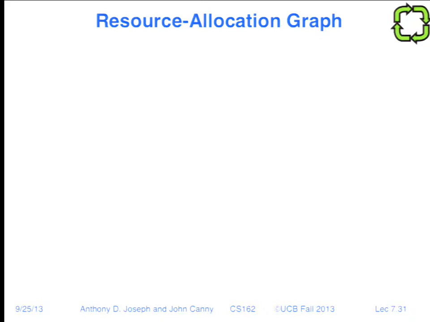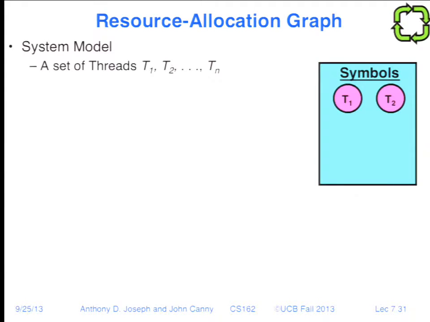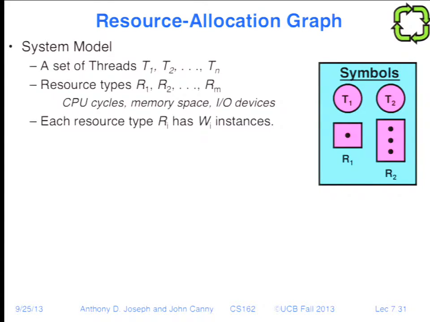All right. So we can analyze the situation a little bit more generally using a resource allocation graph. So in the resource allocation graph, we have a set of threads, T1 through TN, and a set of resource types, R1 through RM. And for each resource type, we can have multiple instances of the resource. So the instances are shown inside of the square blocks there. So there's three instances of resource type R2 and one instance of resource type R1.